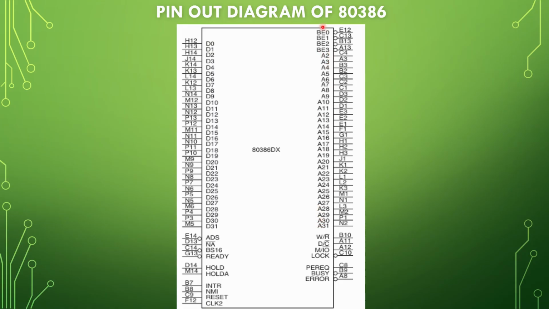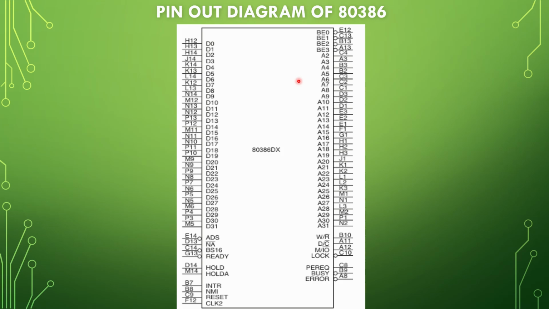Now BE0, BE1, BE2 and BE3 correspond to the bus enable signals. Now when it comes to the data signals, it starts from D0 to D31. So 30 address signals, 32 data signals, 4 bus enable signals. These are the major address and data bus signals that are available here.